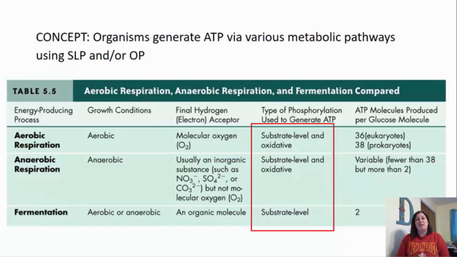Now, fermentation is the one that is the least productive. Fermentation can have aerobic or anaerobic conditions. The electron acceptor is an organic molecule, and this one is only going to do substrate level phosphorylation.